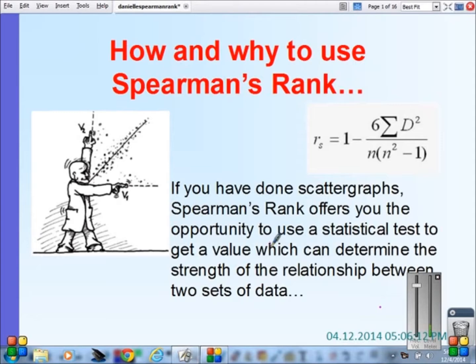If you have ever done scatter graphs, Spearman's rank offers you the opportunity to use a statistical test to get a value which can determine the strength of the relationship between 2 sets of data.